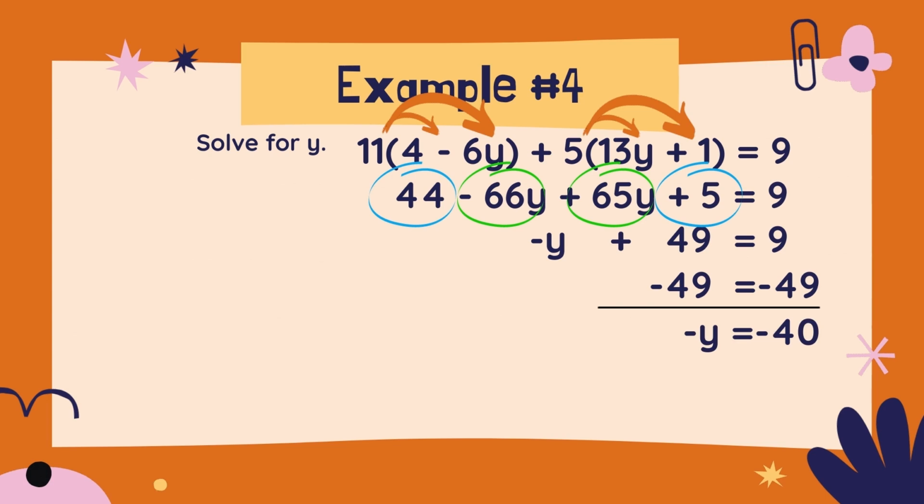We do not want that y to be negative in our final answer, so we need to either divide or multiply by negative 1 to change it to positive. So here, let's divide by negative 1, and whatever you do to one side, you do to the other, leaving us with y equals positive 40.